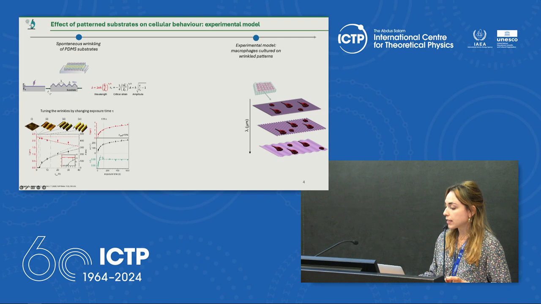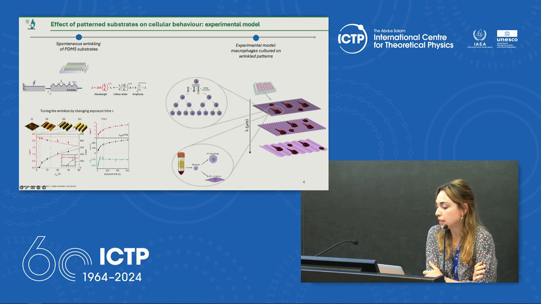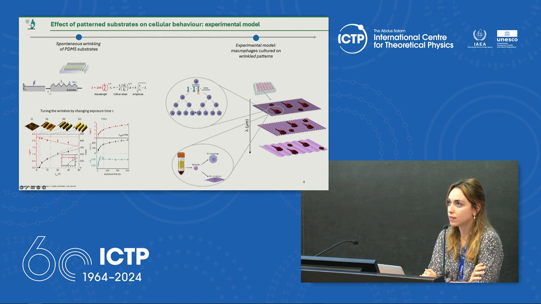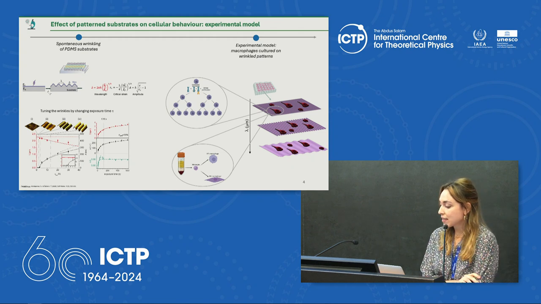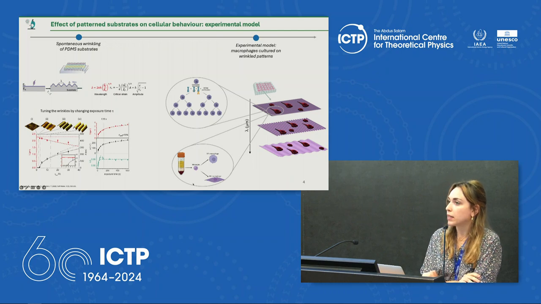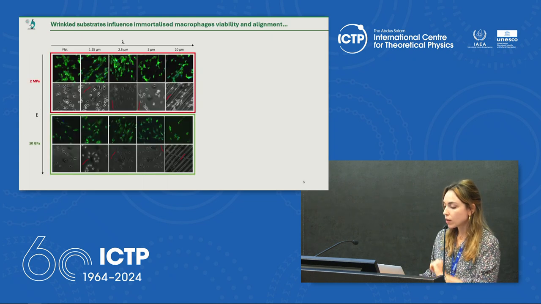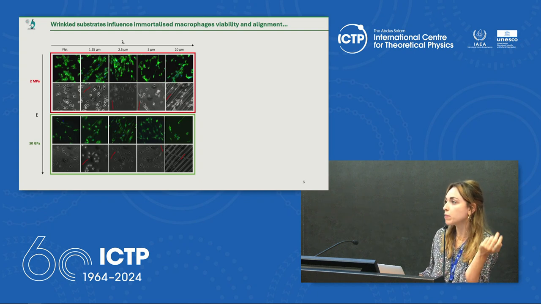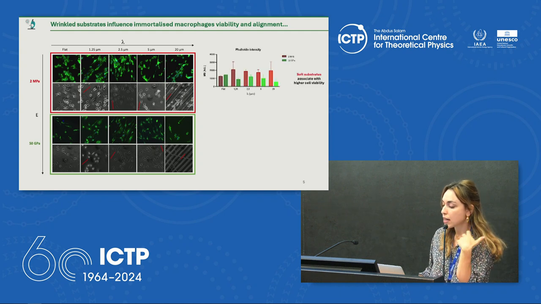What I'm doing is culturing cells onto this substrate. The preliminary experiments I did were with immortalized cells, so cells that replicate infinitely. Now I'm working with macrophages derived from healthy patients. What I found was that the wrinkled substrates influence immortalized macrophages. So how?